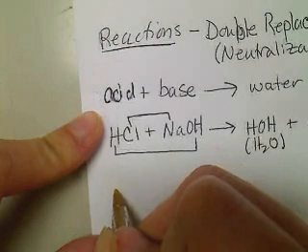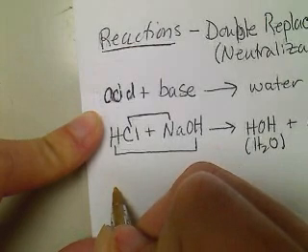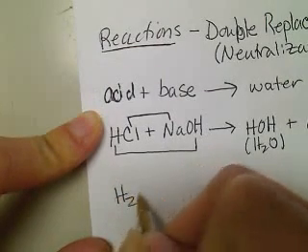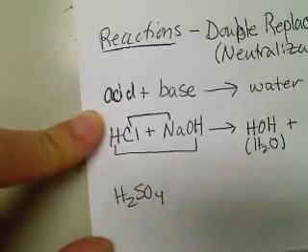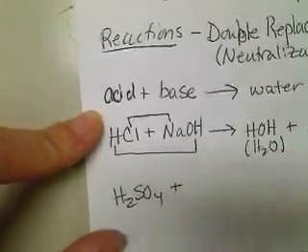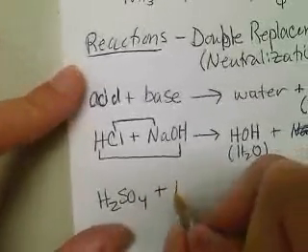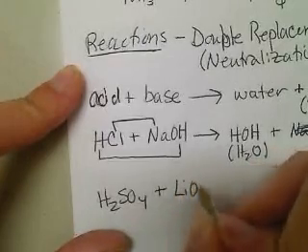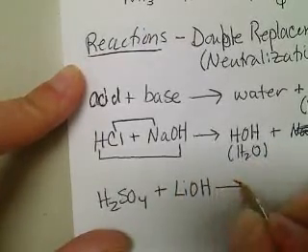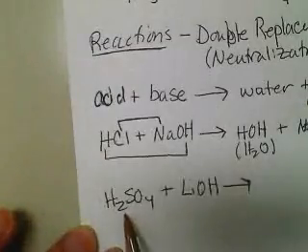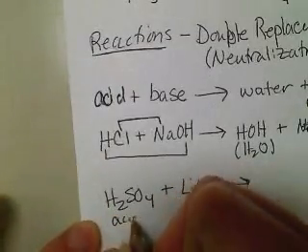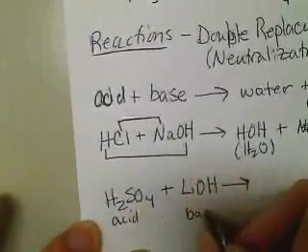Let's say we have sulfuric acid. So we're going to have H2SO4. And to this, we're going to add, let's go with lithium hydroxide. Okay. So I've got my acid. So I'm going to label this. This is my acid. I've got my base.